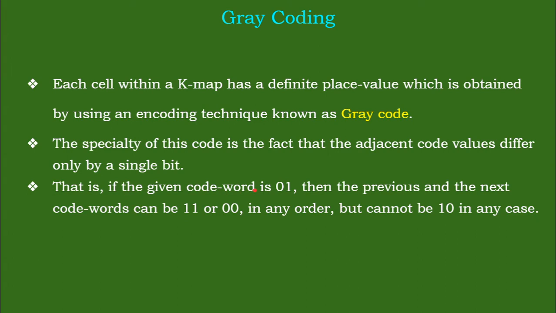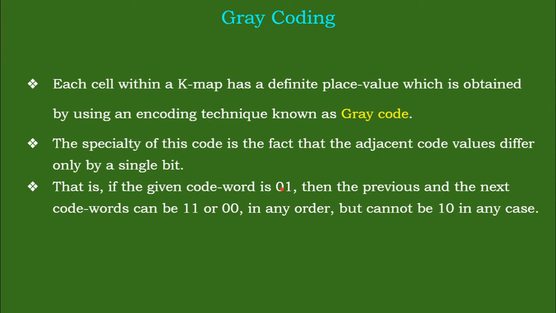That is, if the given code word is 01, then the previous and the next code words can be 11 or 00 in any order, but cannot be 10 in any case. Actually, what it means is, suppose we have the current position as 01, next will be 11 or 00. That means between 01 and 11, the value changes in one position, which is the MSB, most significant bit. When you consider 01 and 00, the value changes in the LSB, least significant bit. So the values differ in only one position, but it cannot be 10.